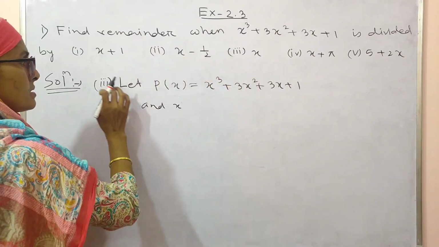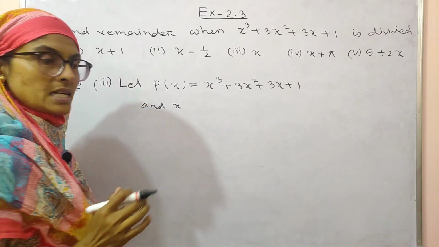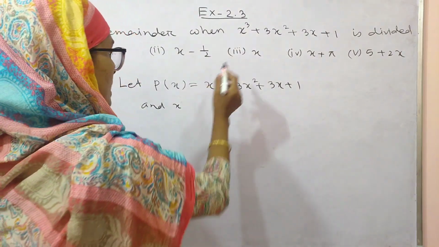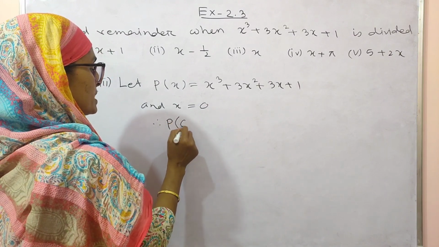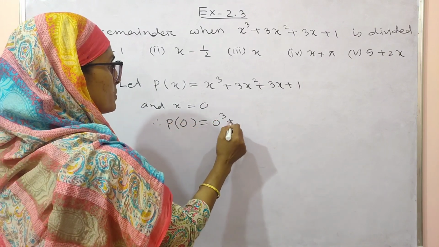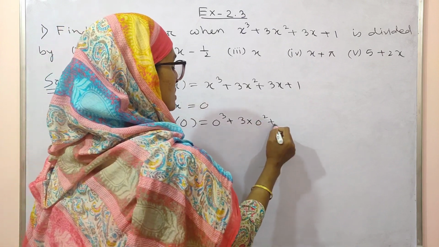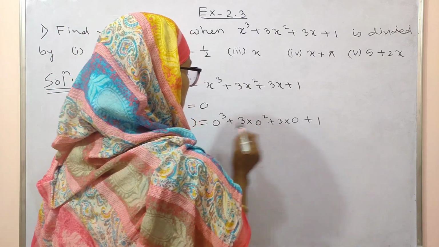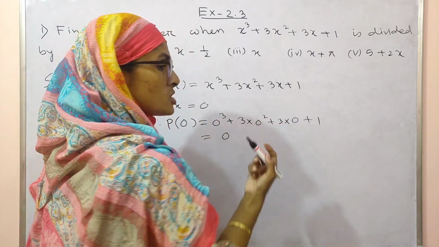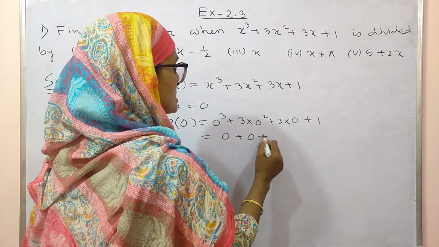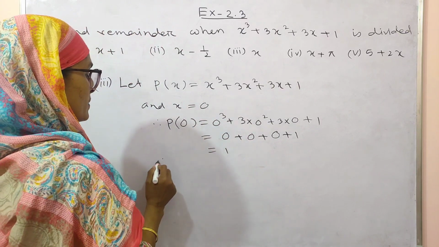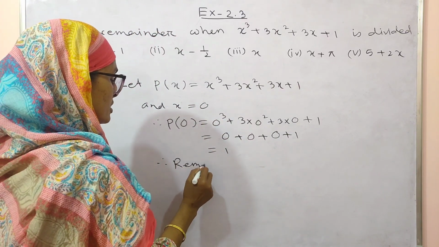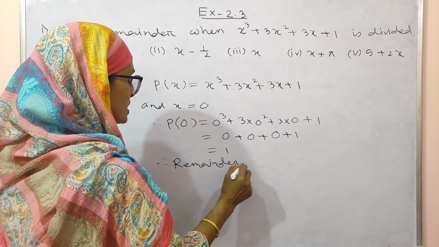Next, number 3. Let p(x) equal x cube plus 3x square plus 3x plus 1, and here x equal to 0. So you can write, therefore, p of 0 equals 0 cube, 3 into 0 square, 3 into 0 plus 1. 0 cube means 0, 3 into 0 square means 0, plus 3 into 0 means 0, plus 1. So you will get simply 1. Therefore, by the remainder theorem, the remainder equals 1.